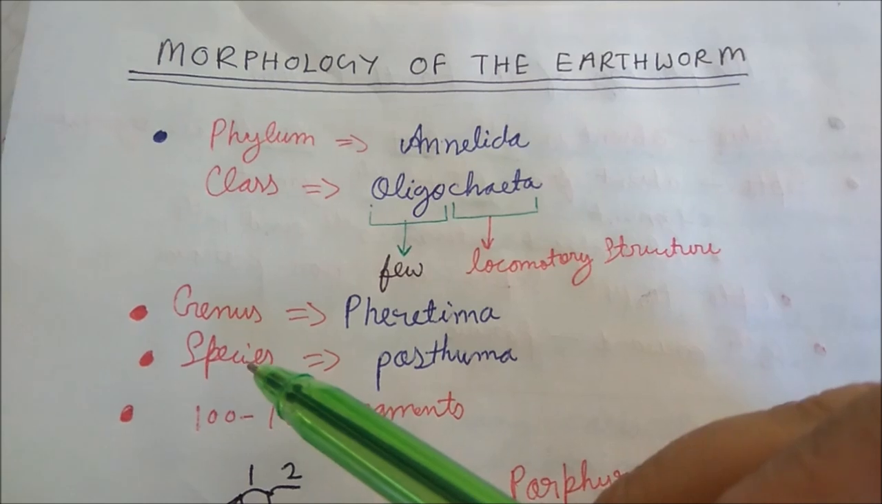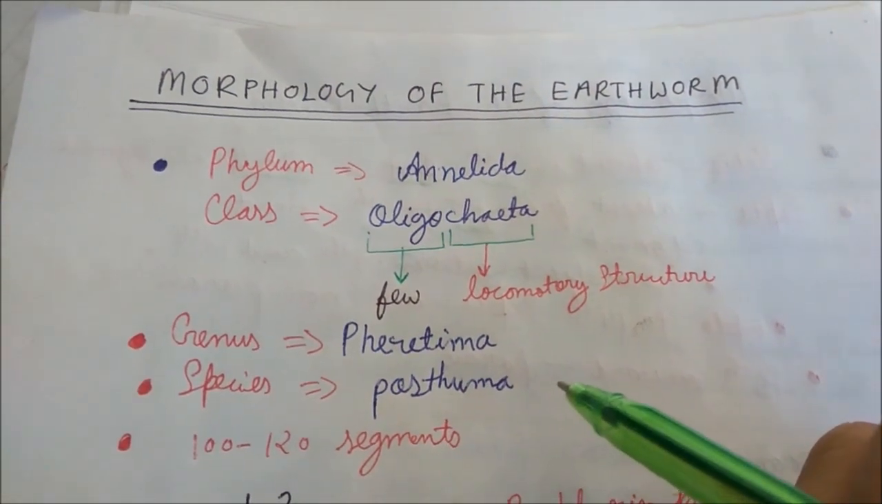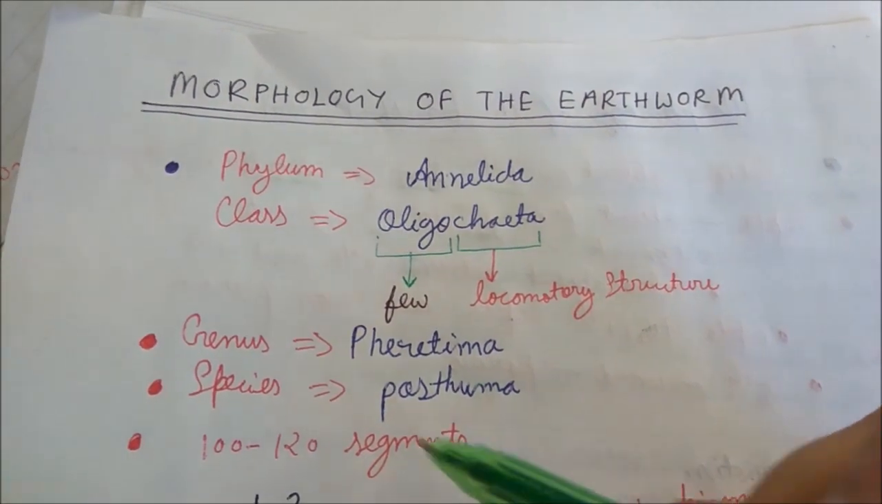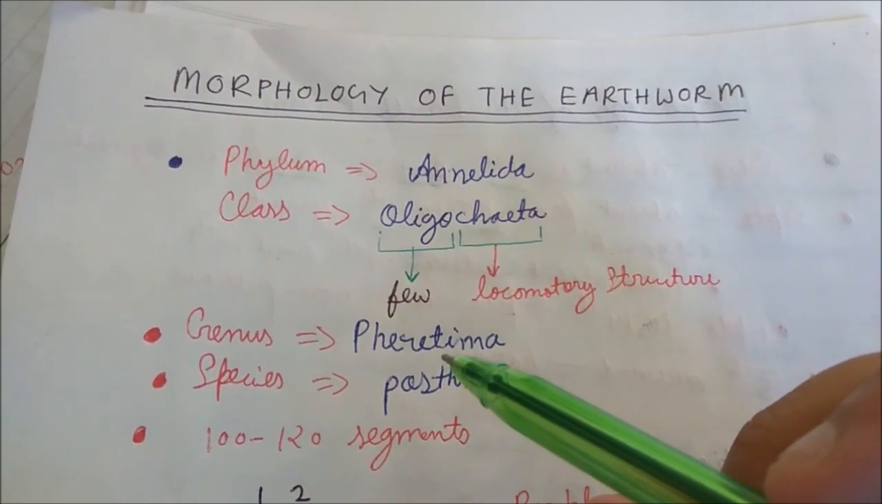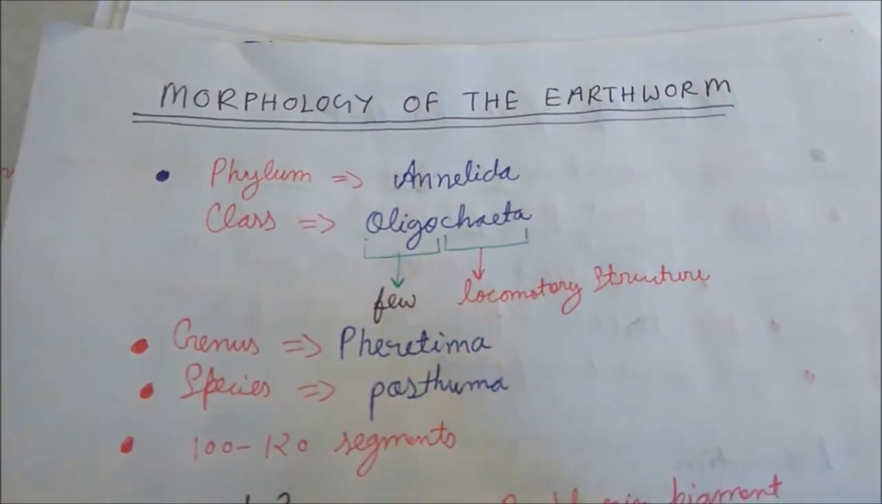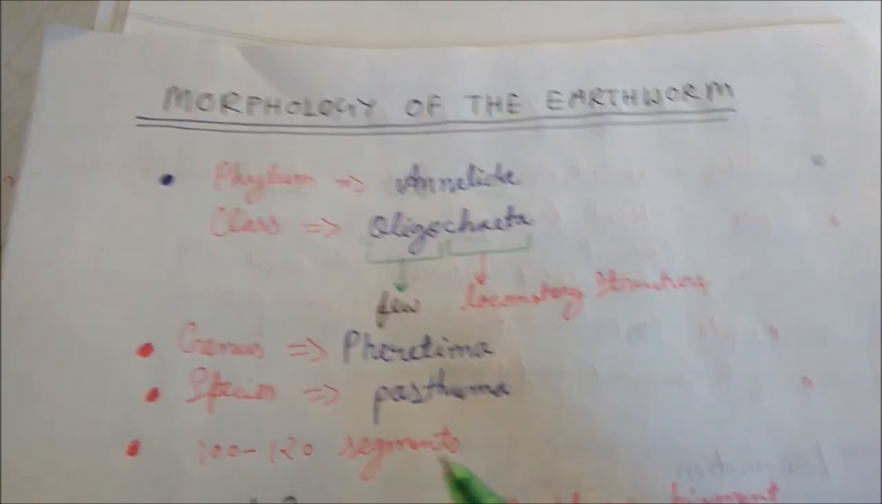The species most commonly found in India is posthuma, but please note there are more than 500 species. The common genera are Pheretima and Lumbricus. The whole body of earthworm is divided into about 100 to 120 segments.